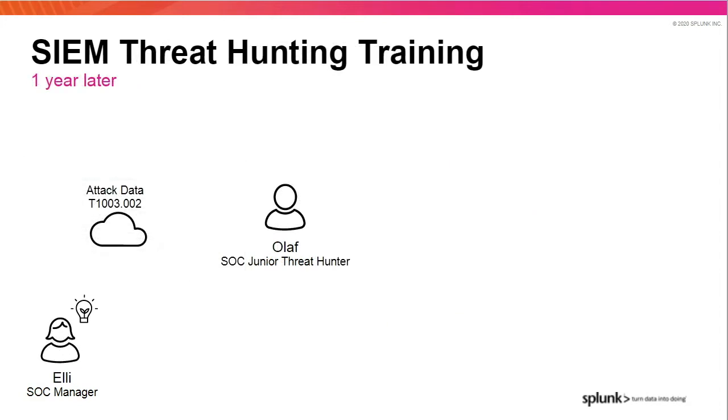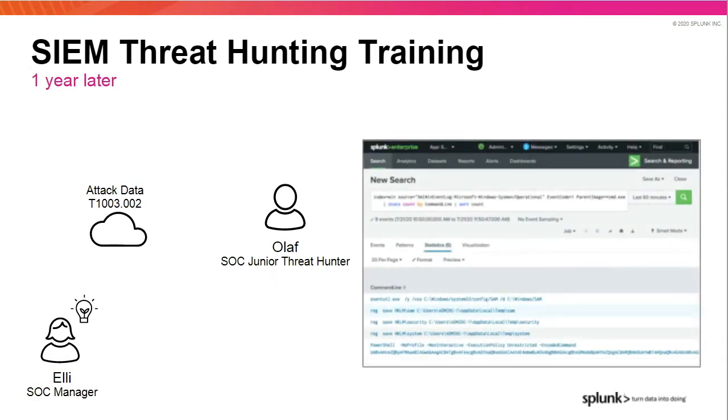Ellie did a great job over the last year and was promoted to SOC manager. She got a new hire called Olaf, who is a threat hunter. Ellie gave Olaf the task to find the attack in these datasets. Olaf is a very talented guy. Therefore, he was able to find the attack in a couple of hours. He learned a lot about threat hunting during this exercise.